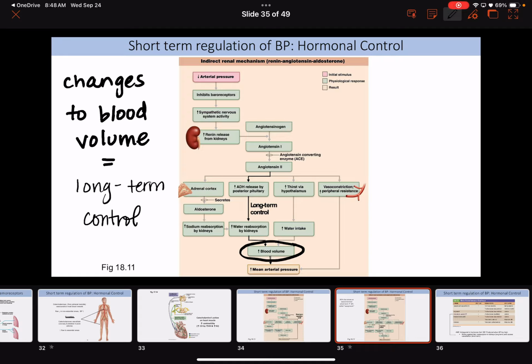Angiotensin 2, one of the targets is going to be the posterior pituitary. It's going to get the posterior pituitary to increase ADH secretion. So we're going back to hormones. Do not forget your hormones. Angiotensin 2 causes an increase in ADH. You should already know ADH causes more water reabsorption at the kidneys. So more water is being redirected to the blood, which is going to increase blood volume, which increases blood pressure. The more water you put into the blood, the more fluid you put into the blood, it stretches those vessels and increases the pressure. Right? So that's through ADH.